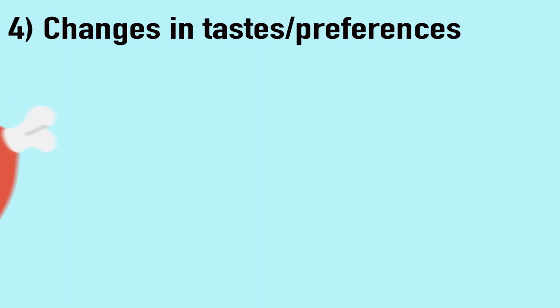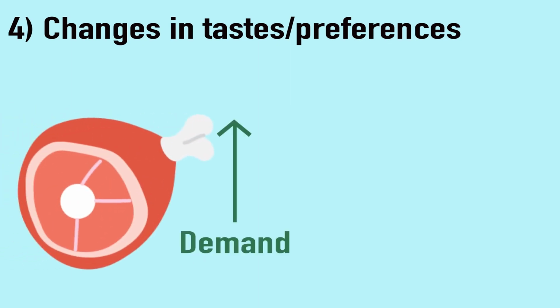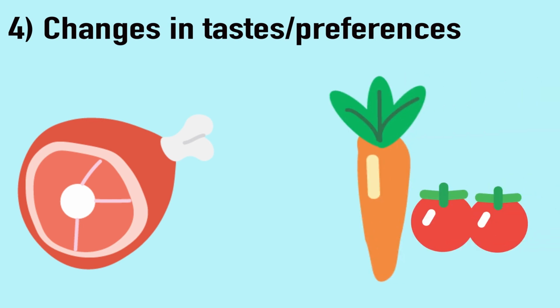Number 4, changes in tastes and preferences. In modern society, people like to eat meat, and therefore demand remains high for these products. But let's say in the future more people change to being vegetarian or vegan, then the demand will drop for products with meat.